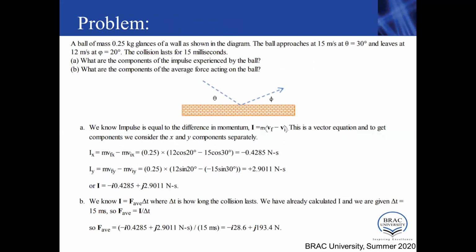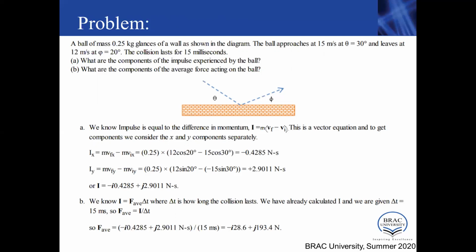Now let's solve a problem related to this topic. A ball of mass 0.25 kg lands off a wall as shown in the diagram. The ball approaches at 15 meters per second at theta equal to 30 degrees, which is the incident angle, and leaves at 12 meters per second at phi equal to 20 degrees, which is the reflected angle. The collision lasts for 15 milliseconds. First question, A: what are the components of the impulse experienced by the ball? And second question: what are the components of the average force acting on the ball?